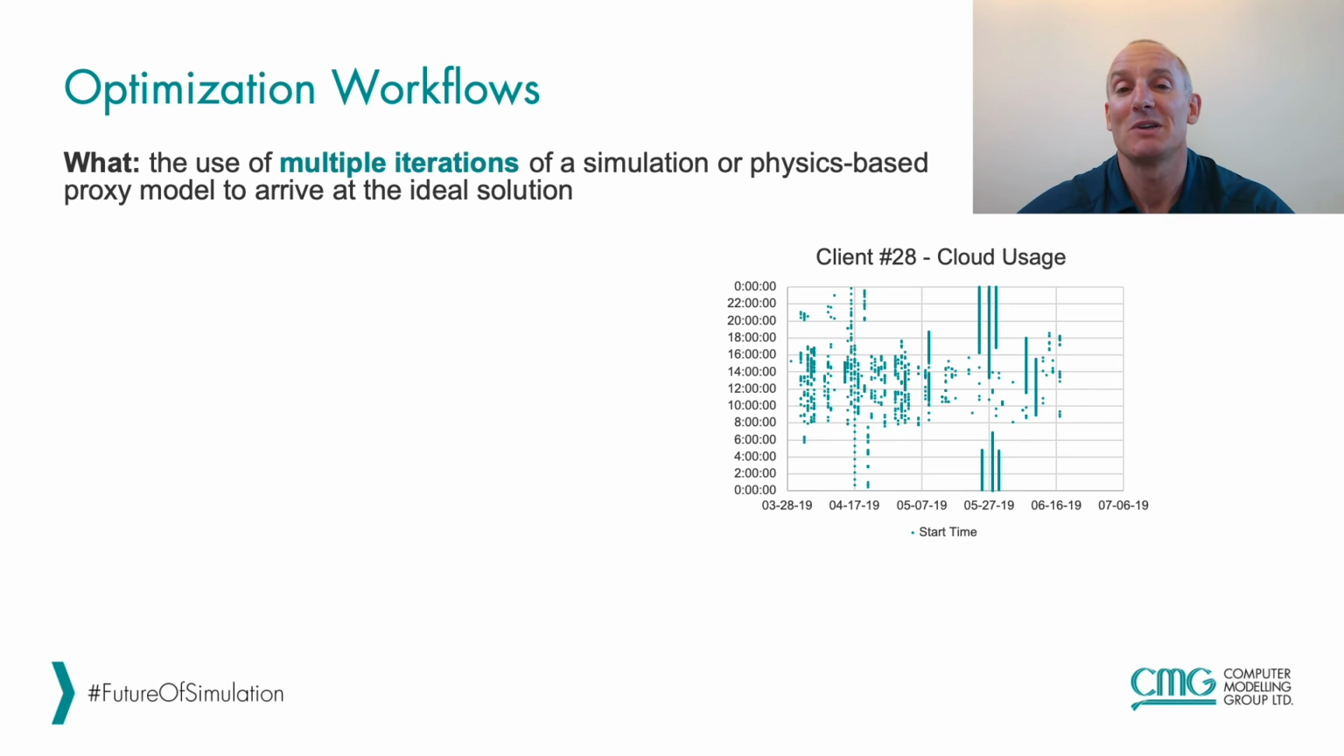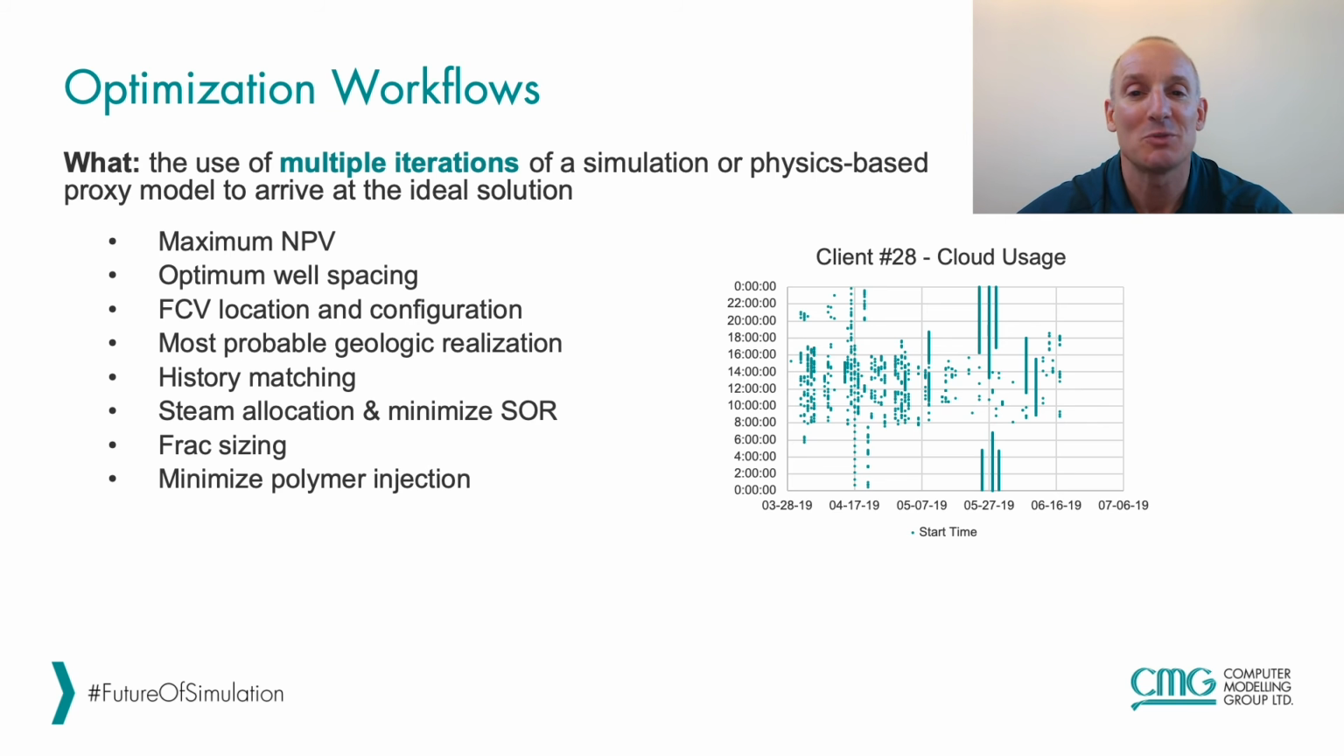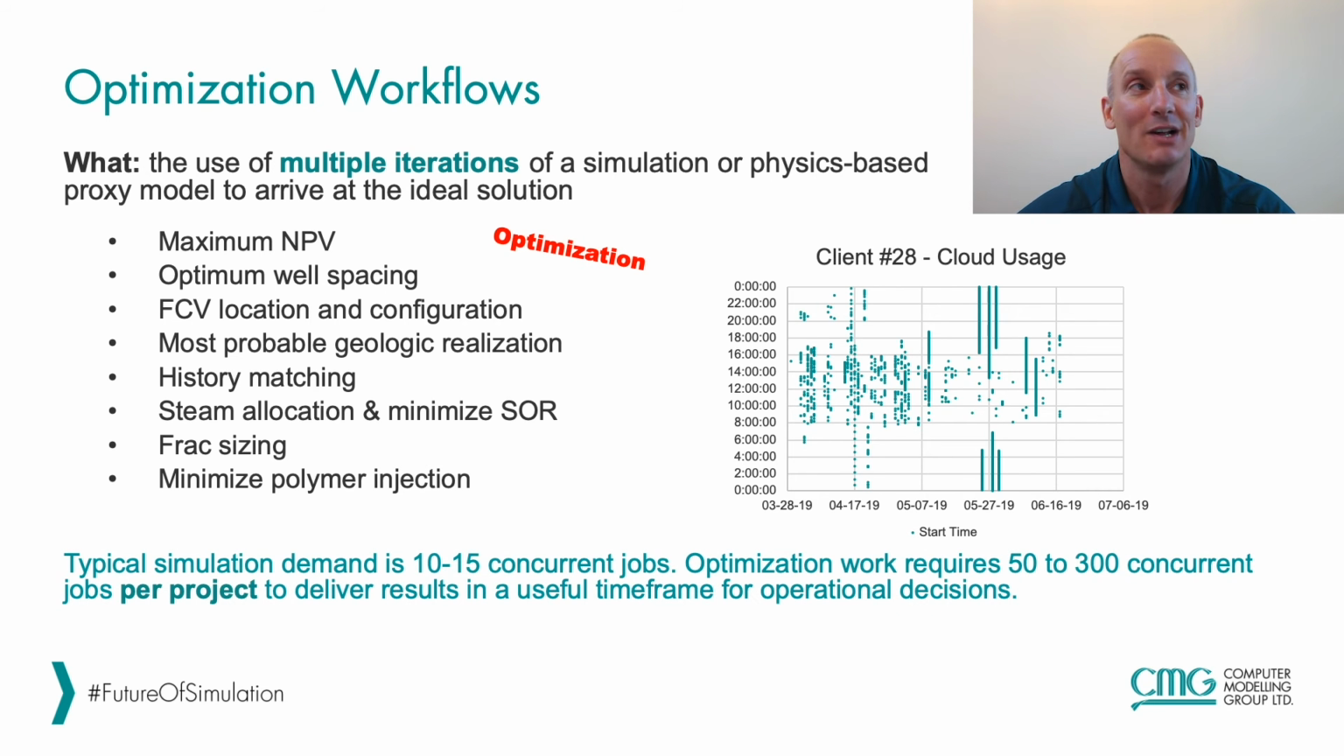And when we talk about these optimization workflows, we're talking about optimizing things like net present value, well spacing, geologic realizations, history matching, frac sizing, all these different things. They can be optimized if you run enough iterations to come to the ideal solution. And you can see here in this plot, where each dot represents one simulation job run, there's a normal workload that consists of anywhere from 5 to 50 jobs a day, but there's also optimization projects which can be 500 or 1,000 jobs in a day. And this is what cloud compute allows you to do in a very short time frame.